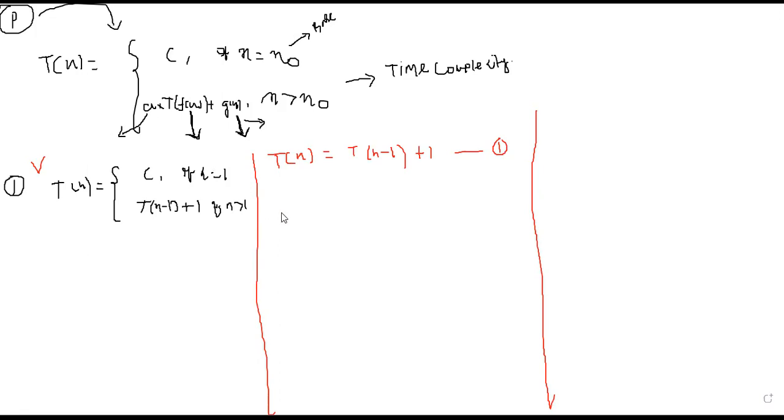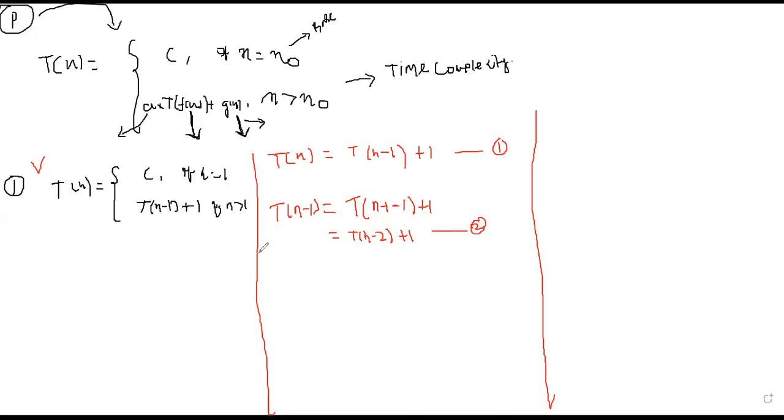Equation 1. Now suppose I want to find T of n minus 1. So how will you find? On the right hand side, instead of n, I'm going to replace n minus 1. So it will be T of n minus 1 minus 1 plus 1, which is T of n minus 2 plus 1. Let me name this equation number 2.